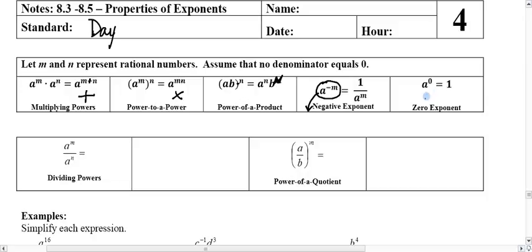And the last one that we're going to talk about here is the zero exponent property, which says any base raised to 0 will result in 1, with the exception of a cannot be equal to 0. That was the one exception for that one.